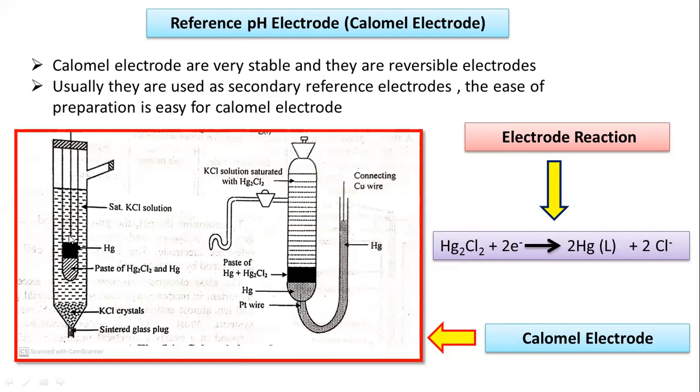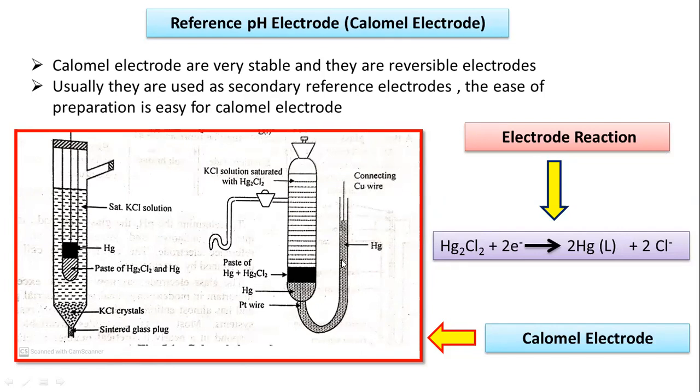You can see that it consists of saturated KCl solution. Then at the bottom there is mercury deposited, and simultaneously the paste of HgCl2 and Hg mixing is there. And these are the KCl crystals. And this is the plug fitted at the bottom part of the electrode. And this is the particular diagrammatic presentation for the reference pH electrode, that is the calomel electrode.